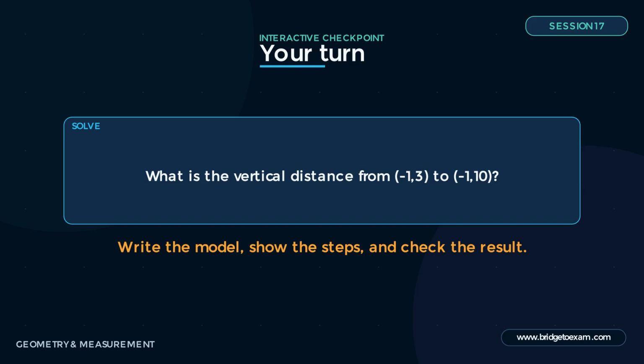Now it is your turn. What is the vertical distance from -1, 3 to -1, 10? Write a formula or relationship before calculating, then use the next 6 seconds to finish your reasoning.